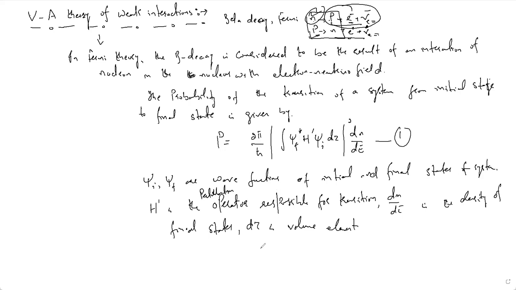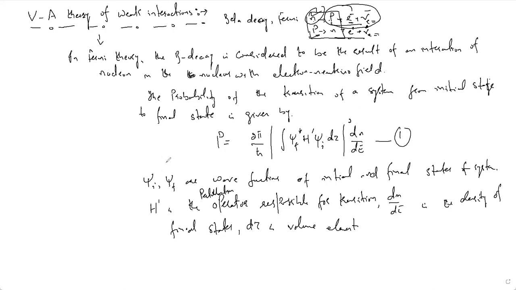Volume element. Fine. So let me repeat it again so that I will move to the next thing then. I say that we are considering here, start with the Fermi theory, because in Fermi theory we consider that the neutron will go to the proton along with the electron and an antineutrino.